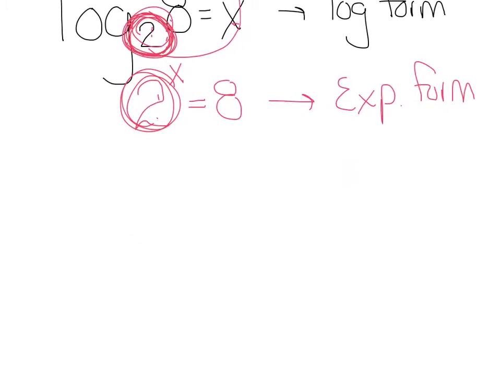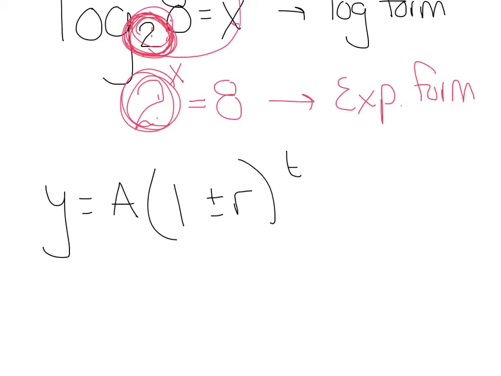Another thing we talked about was exponential growth and decay. We said a times 1 plus or minus the rate to the time. Okay, it was growth if we had a plus sign here. It was decay if we had a minus sign here. All right, so keep that in mind.